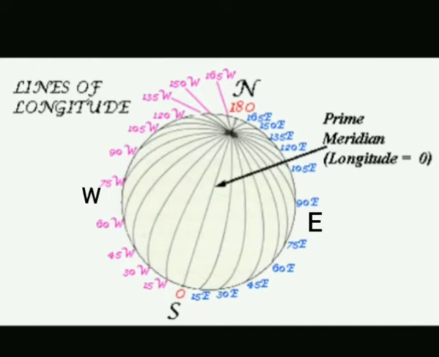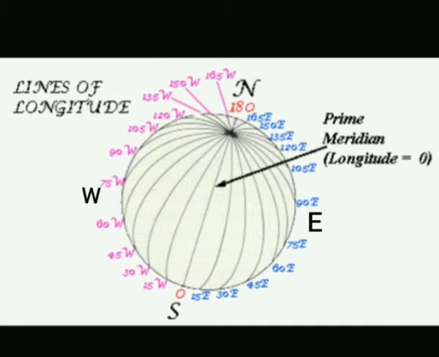Students, do you know what are the lines of longitude? The lines of longitude are imaginary lines that extend across the surface of the globe in a north to south direction. They are vertical lines. The lines of longitude are also called meridians. The 0-degree longitude is known as the prime meridian.